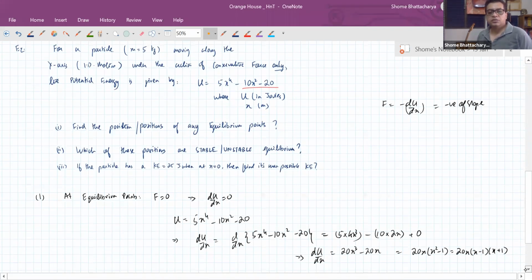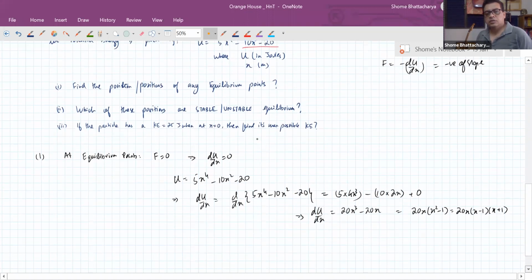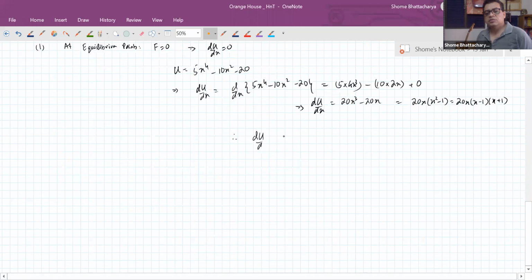So further you can see now that du by dx is equal to 0 implies that x is 0 or x is 1 or x is minus 1. So these 3 points become our equilibrium points.